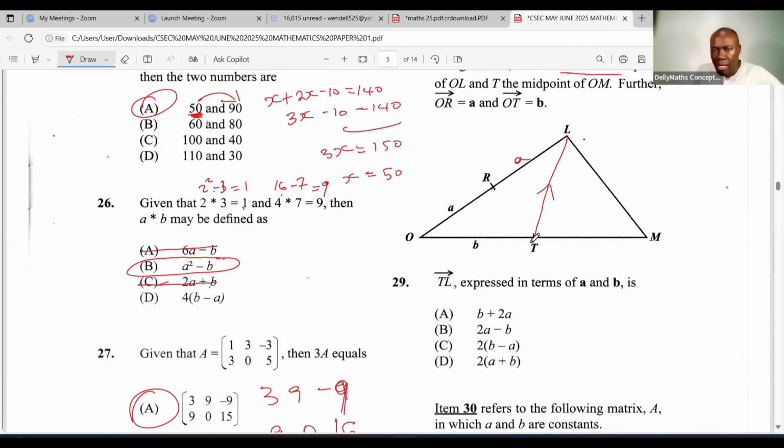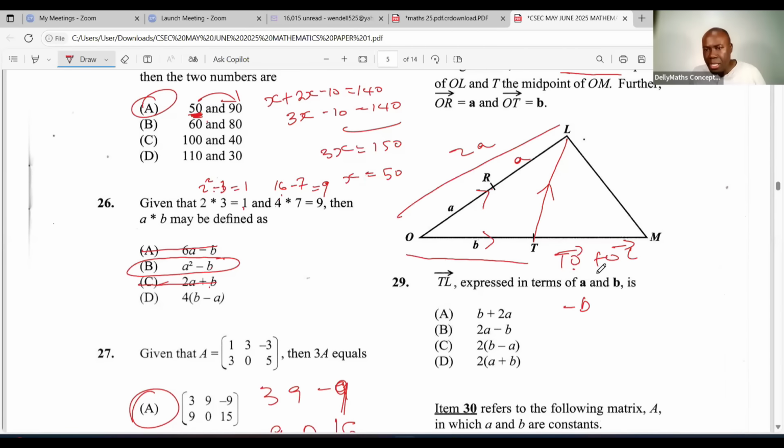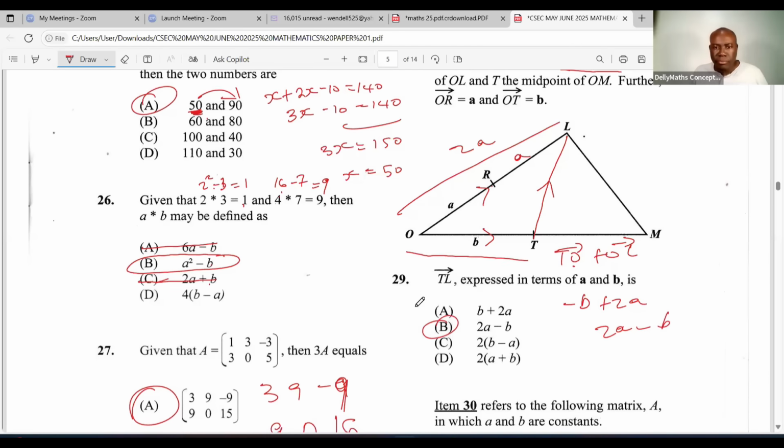So I'm just going to walk. I'm going to move from T to O plus O to L, and I'm done. T to O, all right? Now, remember that you're looking at the arrows that you got. You got OR, we got OT. So if I'm going TO, it's going to be negative B because I'm going the other direction here. And then I'm going in the right direction here, which is 2A. So it's minus B plus 2A, or it could have been 2A with a minus B, depending. All right, so the answer is B.